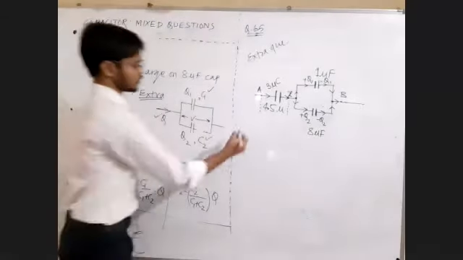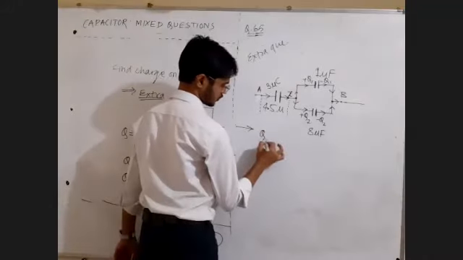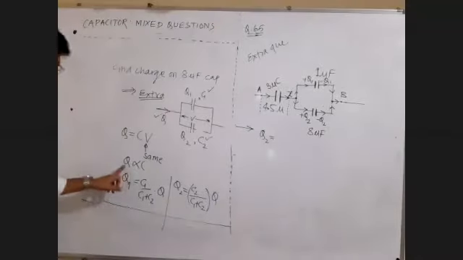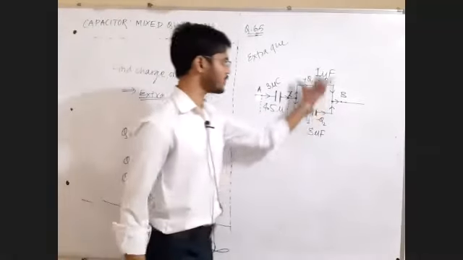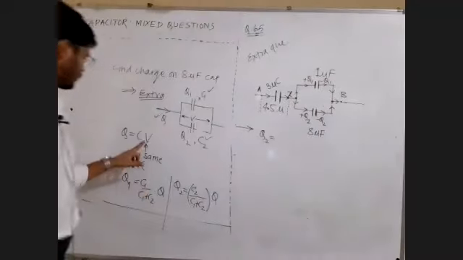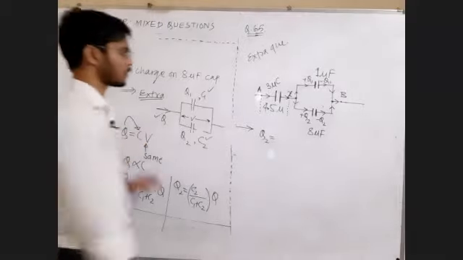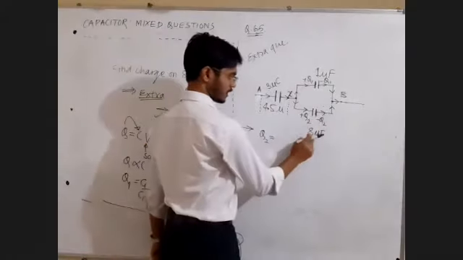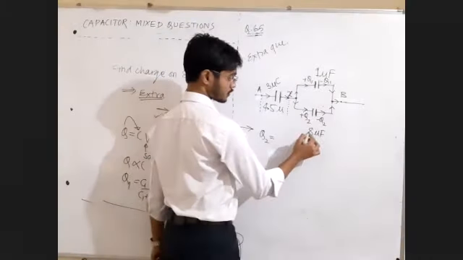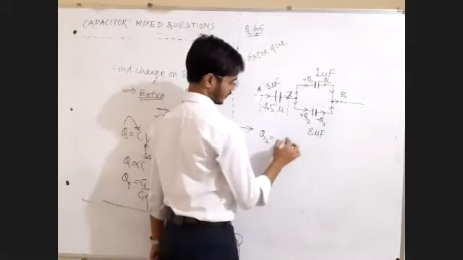So now the solution. Q2 is equal to my capacity fraction. Q is proportional to C, right? When V is common, both have the same potential difference. Q equal to CV, V is the same. So Q will be directly proportional to C. So my charge is equal to my capacity fraction.